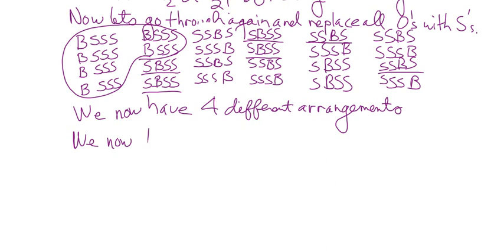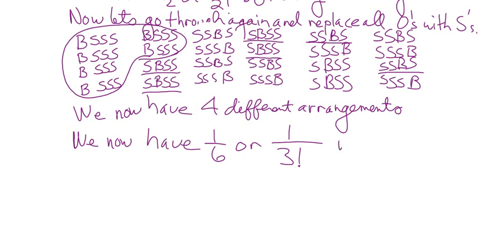So we started with 24. So we have, what fraction? 1/6. What's another way to say 1 over 6? Factorial, right? Because we've got three letters that are the same now, right? The three S's. So this leads to doing permutations with repetitions, okay?